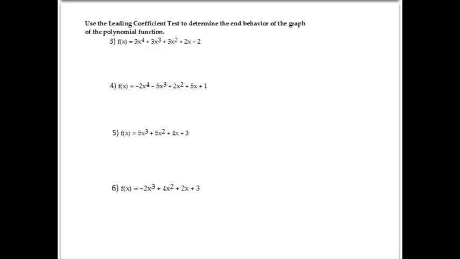The next section has us using the leading coefficient test to determine the end behavior of the graph of the polynomial function. So you should have in front of you from the 11.1 day 1 notes the leading coefficient chart that we made. What we do is we look at the very first term and we say, okay, this is a positive term and it has an even power because it's to the 4th power and that's an even number. And we look at our chart for positive even power and we say, okay, that means that it rises to the left, rises to the right.